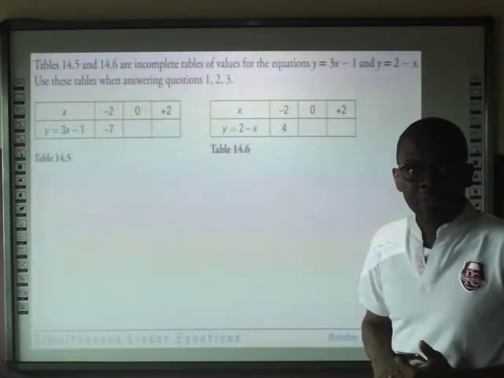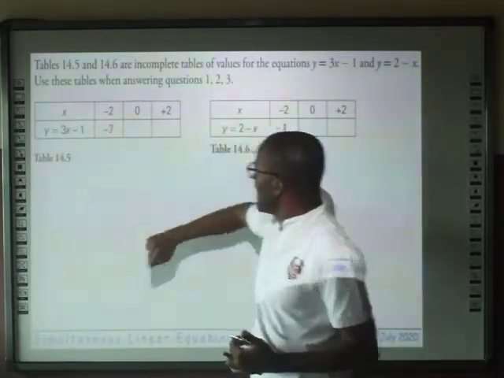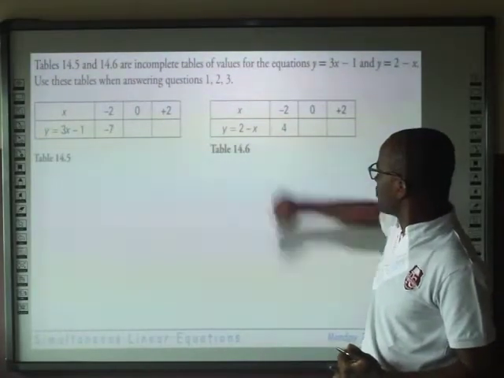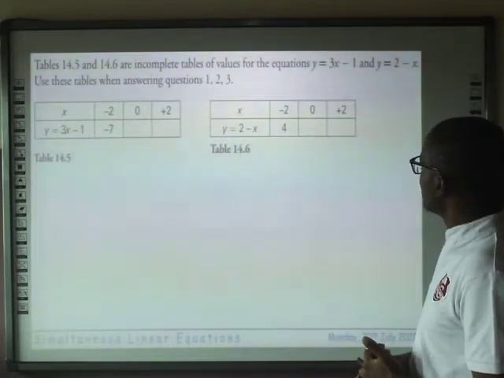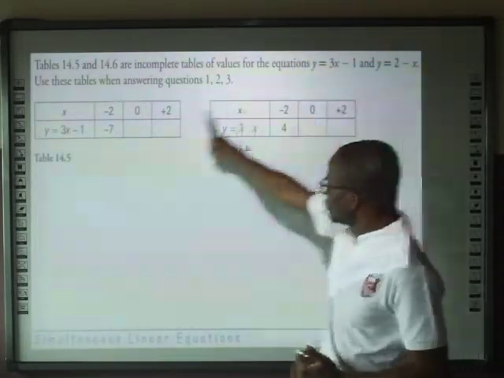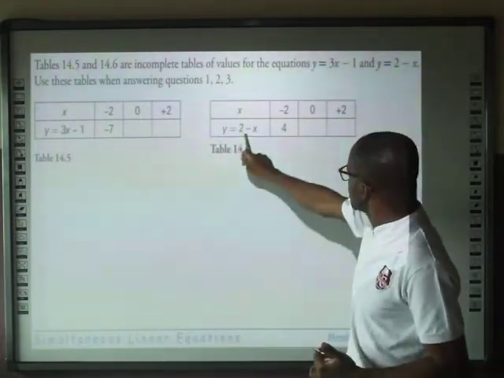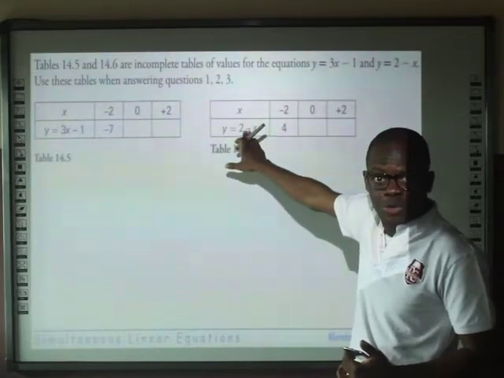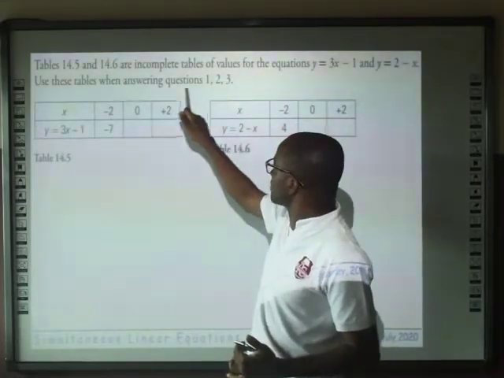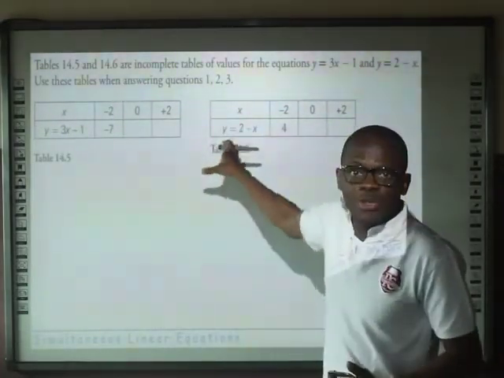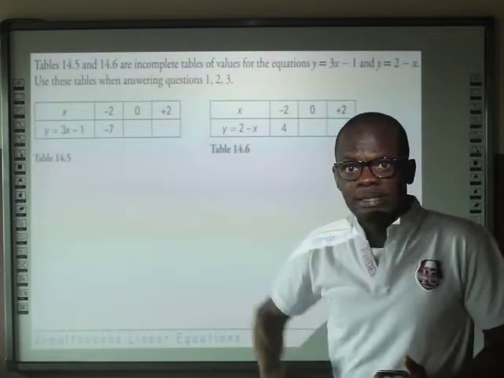Well, we started with some tables, and the tables read table 14.5 and table 14.6. They are incomplete tables of values for the equations y is equal to 3x minus 1, and y is equal to 2 minus x. So that's the table for y is equal to 2 minus x. And you can also use these tables when answering questions 1, 2, and 3. So we're going to need these two tables in answering questions 1, 2, and 3.